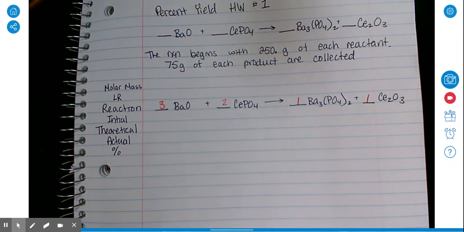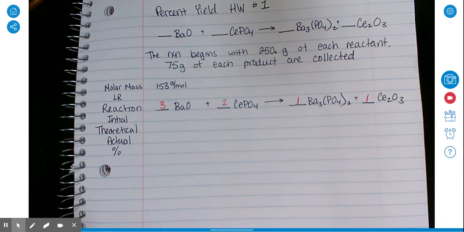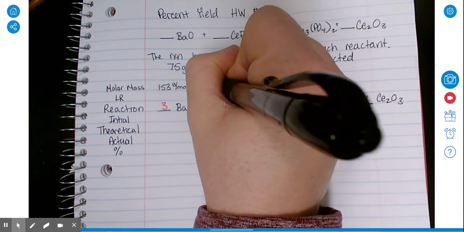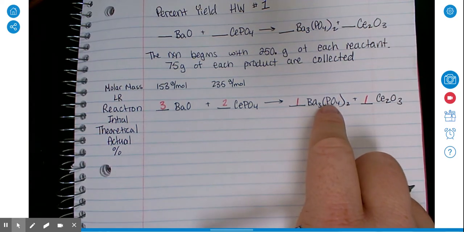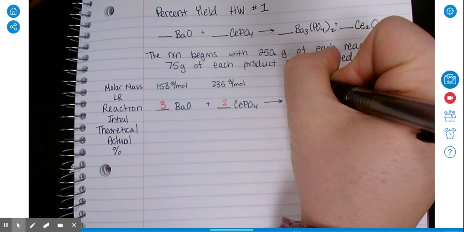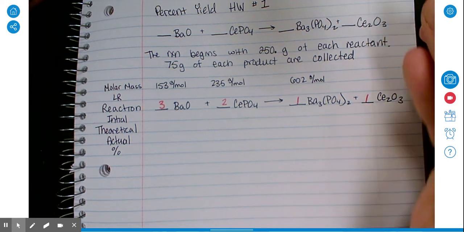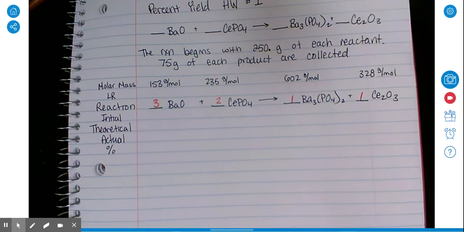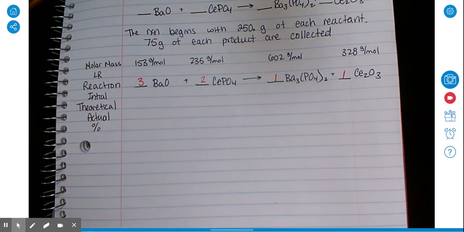Now, molar masses, I'm not going to go through how to calculate this. We should have this by now. But barium oxide, 153 grams per mole. Cesium phosphate is 235 grams per mole. Barium phosphate is 602 grams per mole, and cerium oxide is 328 grams per mole. Okay, so molar masses I can know, limiting out to calculate, initial I can fill in.